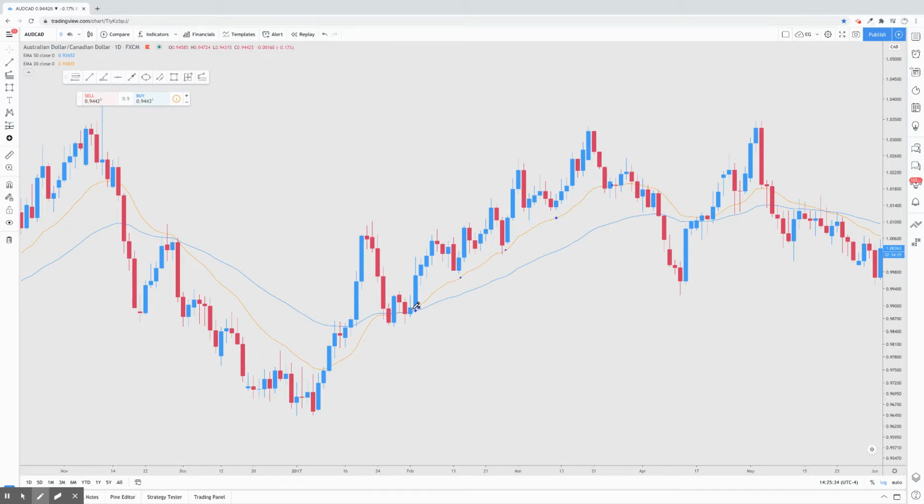So you can see multiple points here. Price has respected that.